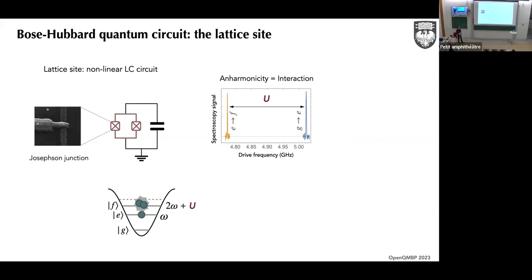Okay, so we're going to use this qubit, we call it the transmon qubit, as a lattice site where we can localize a photon, but of course we want this photon to be localized over many lattice sites, over many qubits. So how do we couple them?